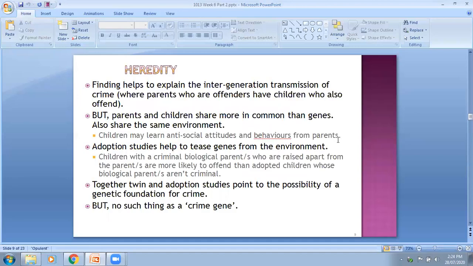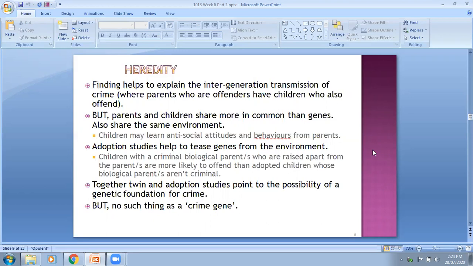Okay, welcome back. I hope you've watched that video and enjoyed finding out a little bit more about what happens in these twin studies. So heredity can help to explain the intergenerational transmission of crime. So what does that mean? Well, it means where parents who are offenders have children who are also offenders. But we have to keep in mind here that parents and children share more than just the genes. They also share the same environment.